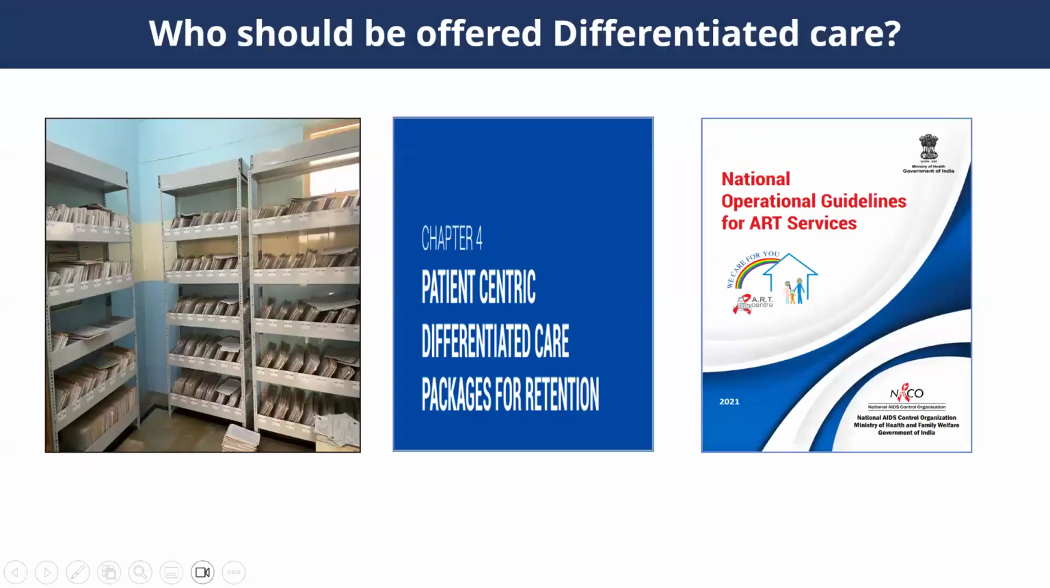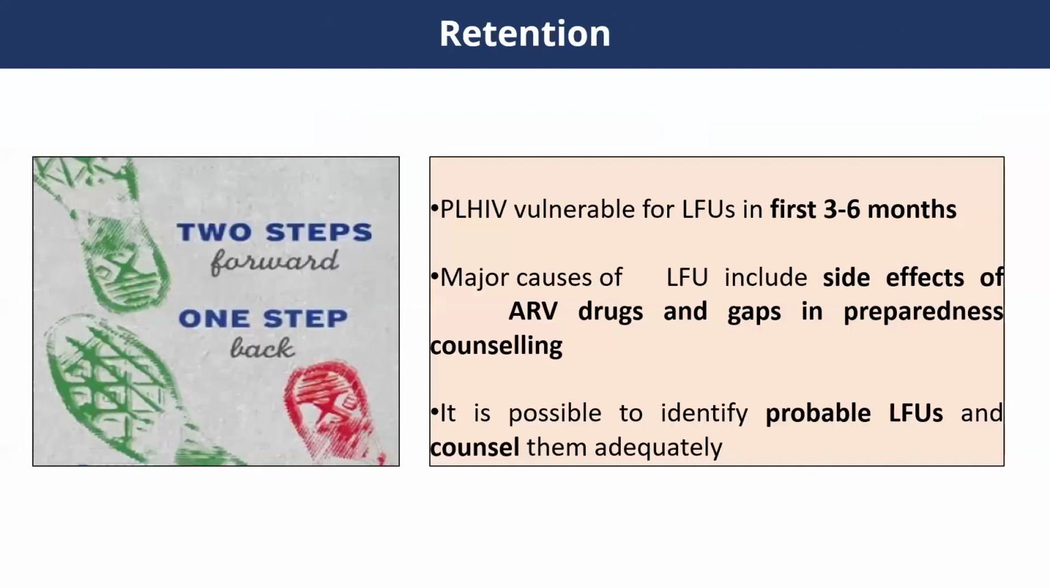I hope everybody has gone through these patient-centric differentiated care packages for retention. This is a very good review within our national operational guidelines, and mostly I'll be discussing from this same chapter. And if you see on your left, some of the states are doing a very good job arranging the white cards so systematically that you do not have any confusion when the patient is coming. So there are different mechanisms. We will see some examples as we go through.